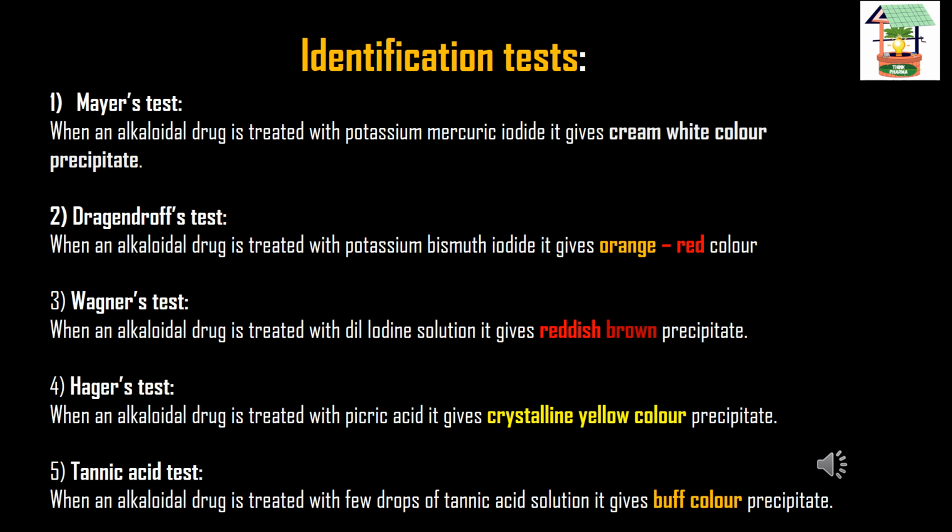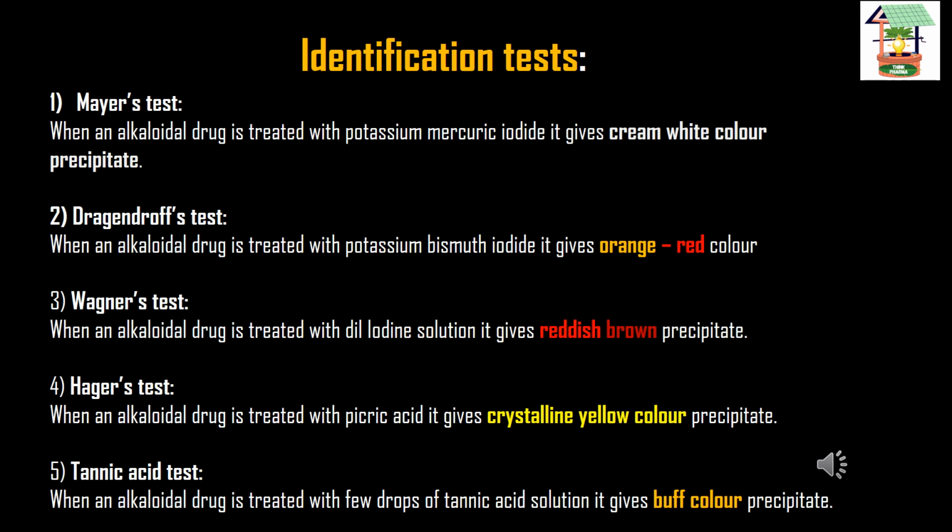So how will we identify these alkaloids? There will be many tests, right? To identify proteins, to identify some glycosides, to identify some alkaloids, there are specific tests which we have to perform to confirm this is an alkaloid. So coming to the first test, that is Mayer's test, where the alkaloid drug is treated with potassium mercuric iodide. It gives a cream white color precipitate.